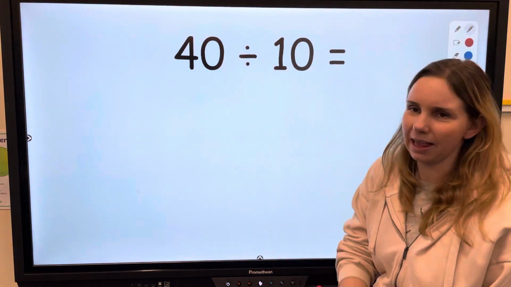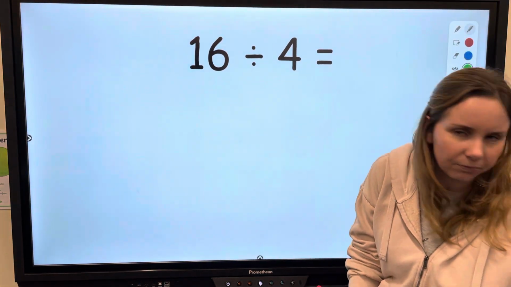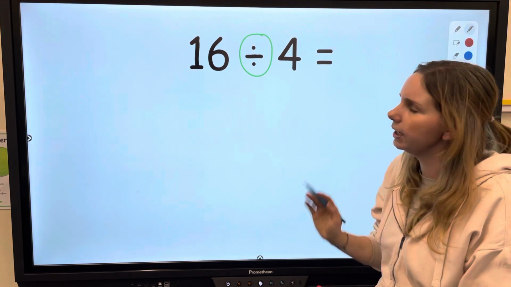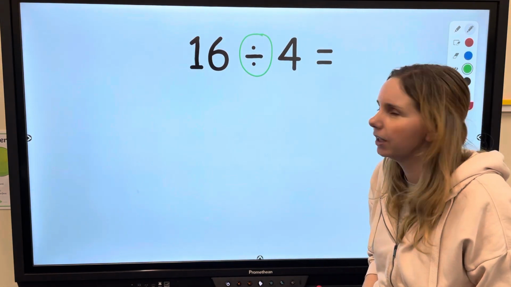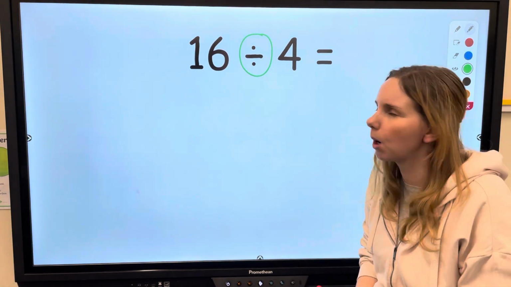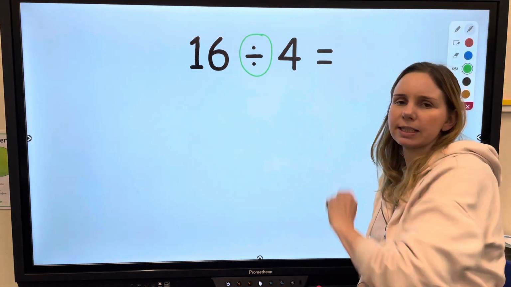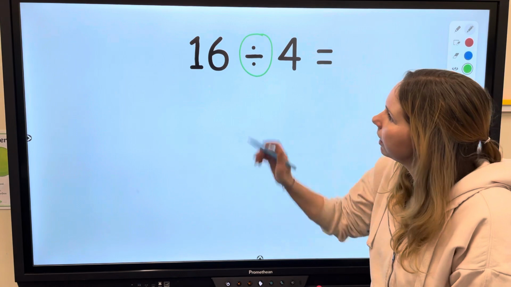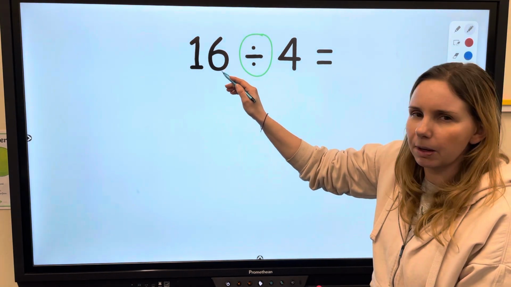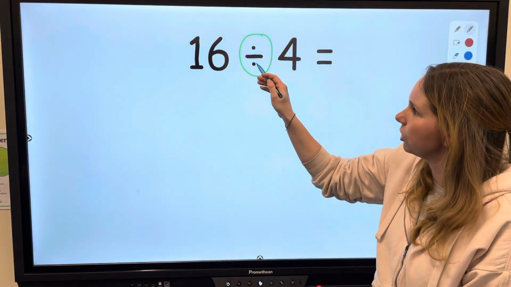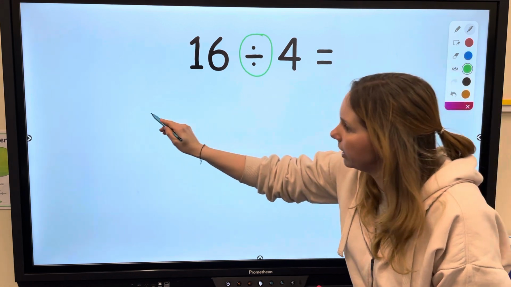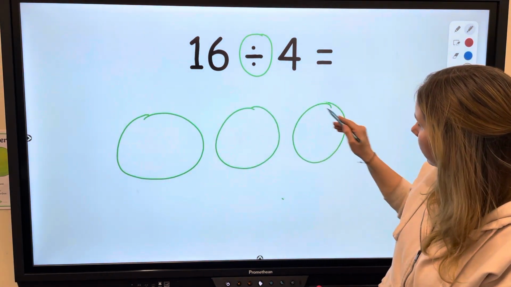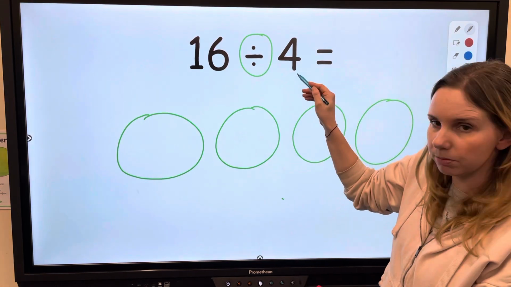Let's move on. 16 divided, shared by 4 equals. Ooh, now, I've got a little problem. What's my little problem? I'm not as confident counting in 4s, so what could we do? 16, so let's think about what it's telling us. 16 shared into 4. Shared into 4. 1, 2, 3, 4. There's my 4 groups.